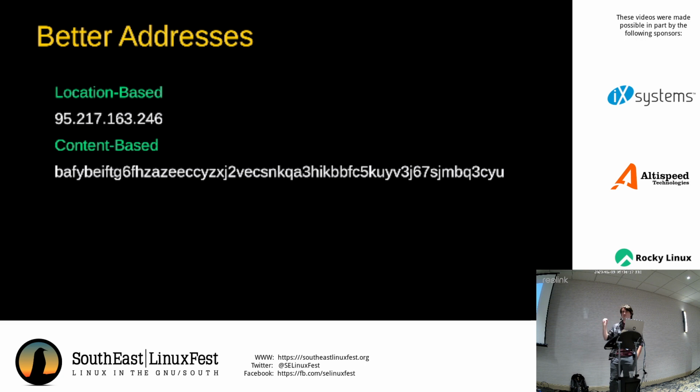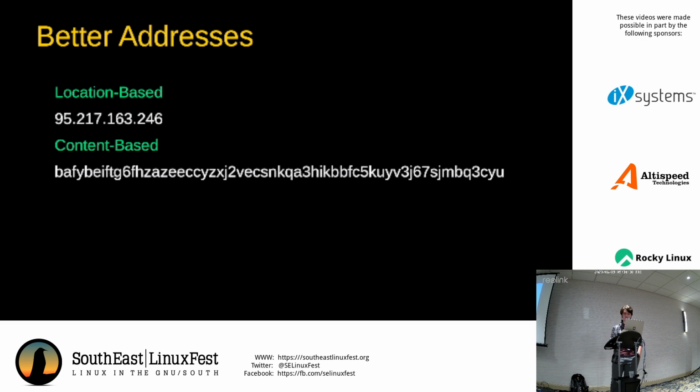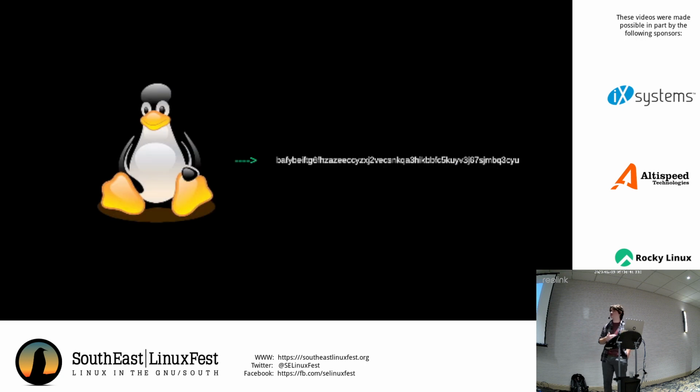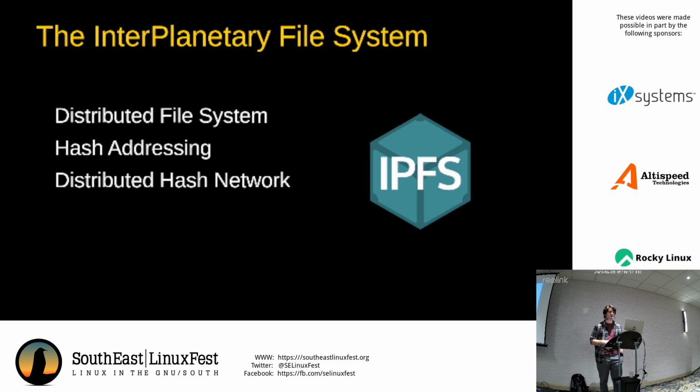We can come up with a better way to address content on the internet. As opposed to location-based addresses, we can have a content-based address. A content-based address would be something totally unique to the file that you're trying to locate. So this picture of Tux the penguin produces this content address, this hash. But the question is, how do we get that address? How do you turn a picture of a penguin into a string of numbers? Or more generally, how do you turn a bunch of ones and zeros into this address that's supposedly useful to me, right? That's where the interplanetary file system comes in.